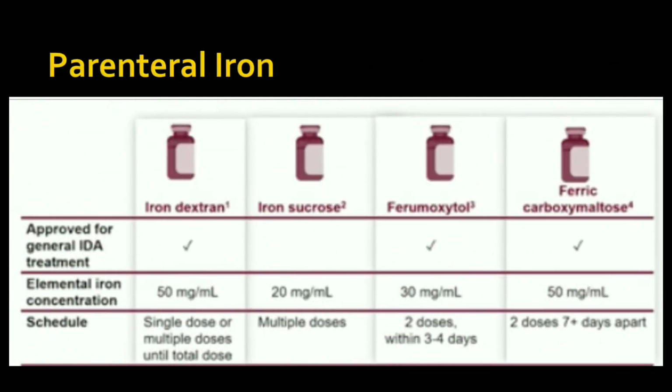Now these are certain formulations. Iron dextran contains elemental iron of 50 milligram per ml, iron sucrose 20 mg per ml, ferumoxytol contains elemental iron of 30 mg per ml, and ferric carboxymaltose contains 50 mg per ml. Iron dextran is given in a single dose or multiple doses until the total dose. Iron sucrose is given in multiple doses, and ferumoxytol is given in 2 doses within 3 to 4 days. And what about ferric carboxymaltose? That is given in 2 doses 7 days apart.